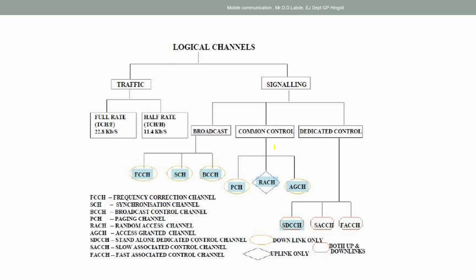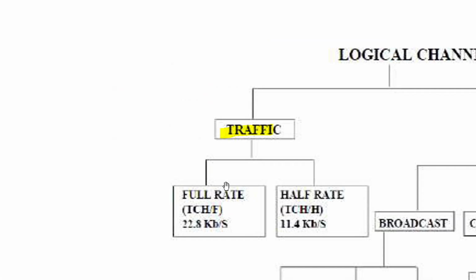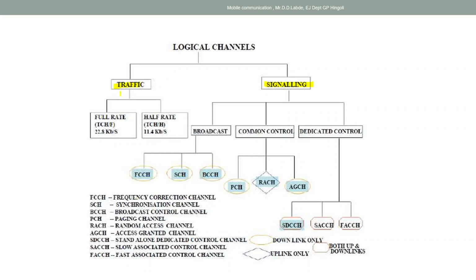Now first let's see the logical diagram of the channels. Basically there are two types of channels, that is traffic and signaling. If you see this diagram, we have full rate TCH and half rate TCH, where the full rate TCH speed is 22.8 kbps and half rate is 11.4 kbps. In the signaling there are three different types: broadcast, common control and dedicated. Then broadcast is again categorized into FCCH, SCH, BCCH. Okay, that we have seen.